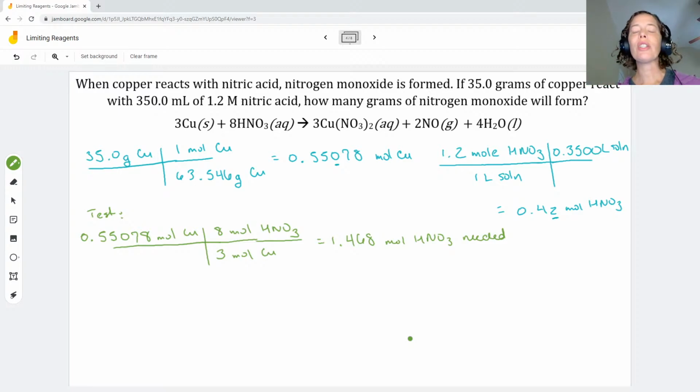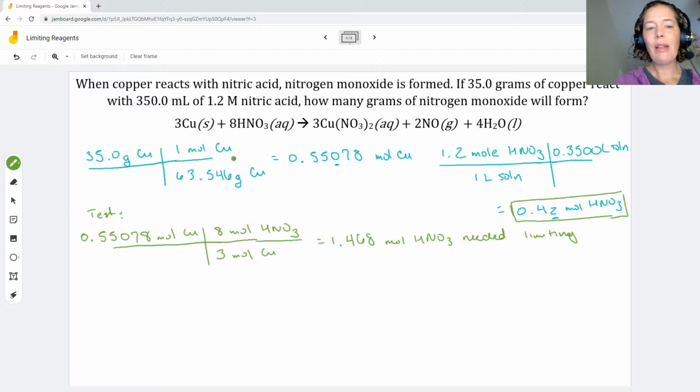Let me go into the storage closet. How much nitric acid do I actually have? I only have 0.4. I don't have nearly enough nitric acid. So that means that my nitric acid is going to limit me. It is limiting. Again, I'm putting a box around my moles of nitric acid up here, and I'm going to put a big LR right there by the nitric acid in my chemical equation.